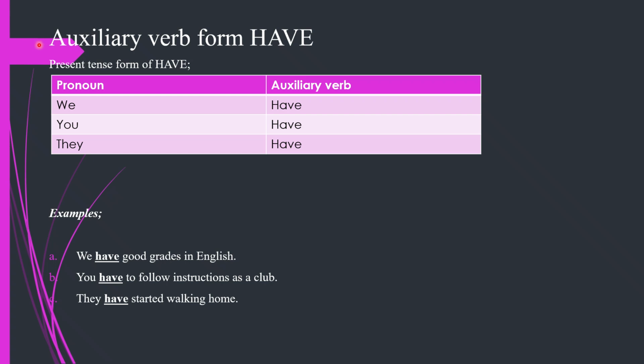We move on to the auxiliary verb form have. In the present tense, the pronoun we makes use of have, the pronoun you makes use of have, and the pronoun they makes use of have. You say we have good grades in English. You can say you have to follow instructions as a club. Then you can also say they have started walking home.